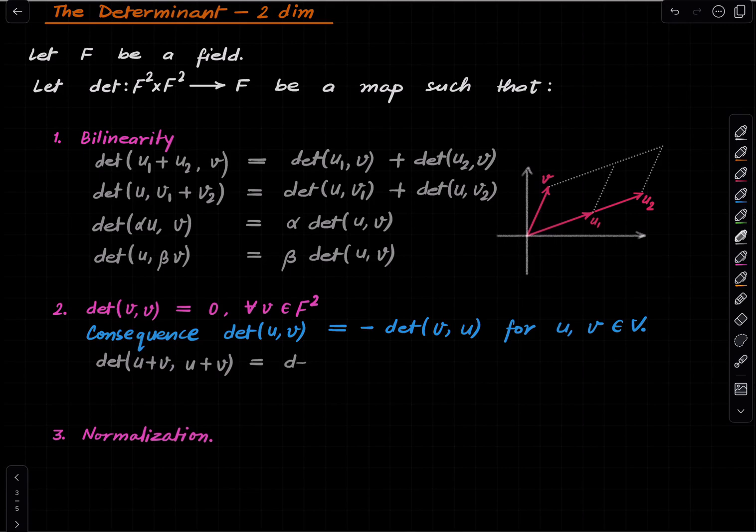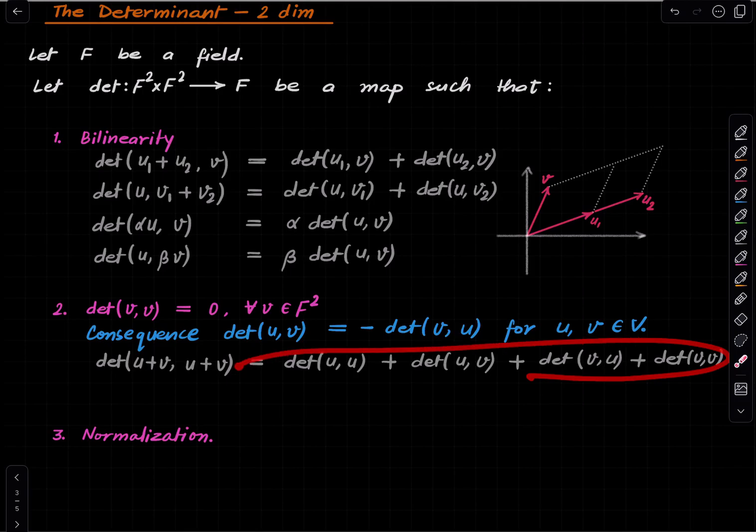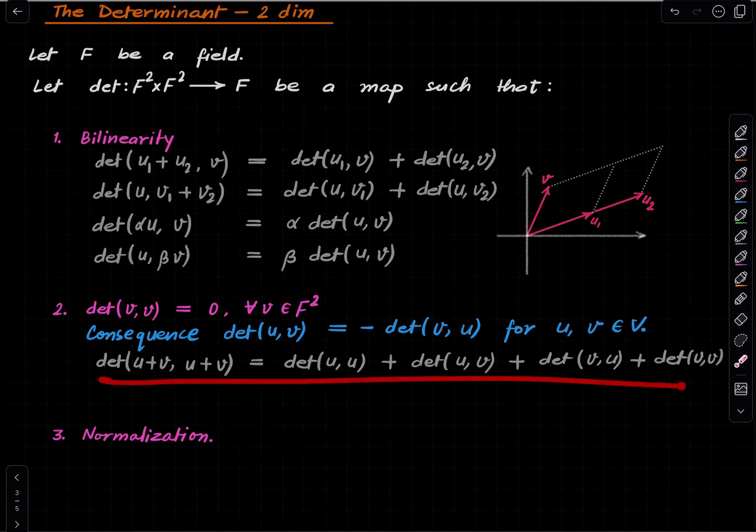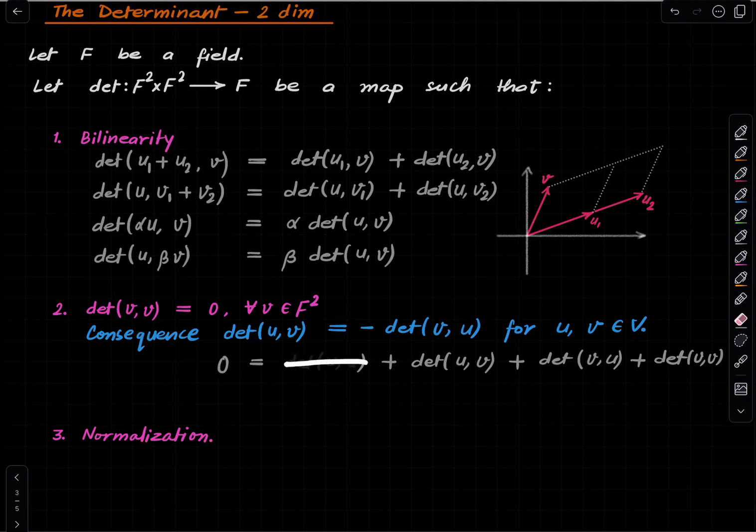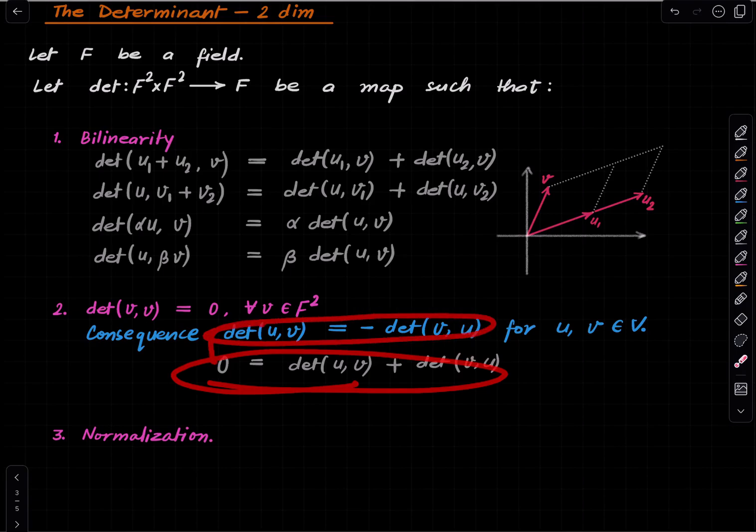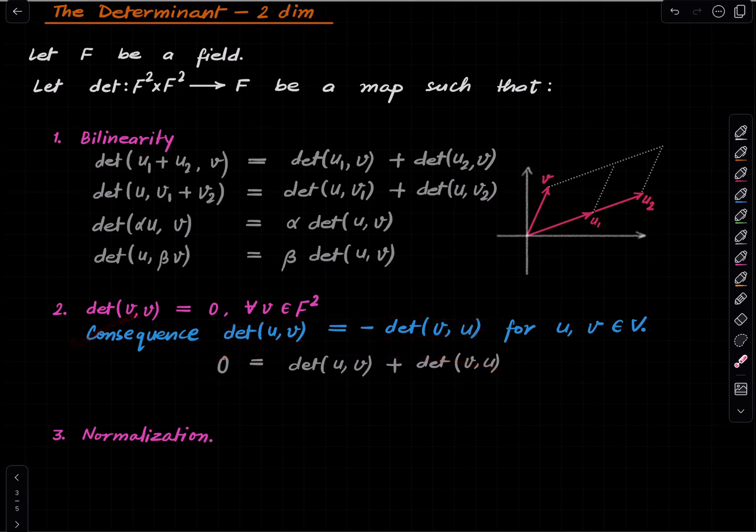So by bilinearity, we will get this equality. This equality happens because of this axiom. So this is true, but the left side is 0. The first term is 0 because it is of this form, determinant of u comma u, so it's 0. And the last term is also 0. So I'll just erase everything. And this equation immediately tells us that this consequence is indeed true. So we need to just remember that.